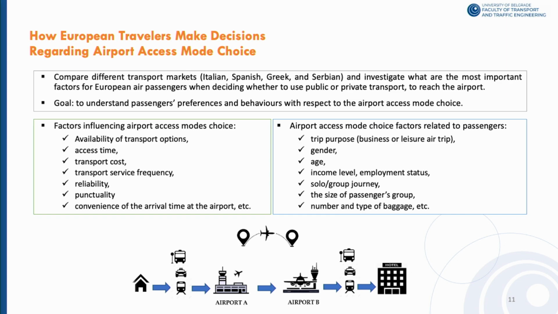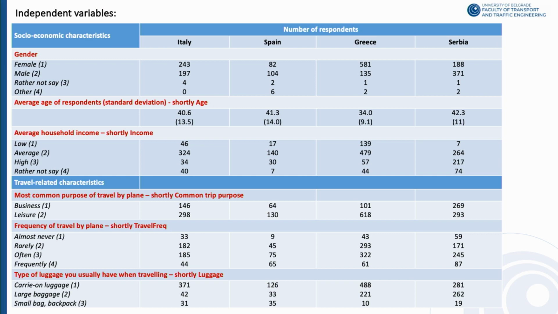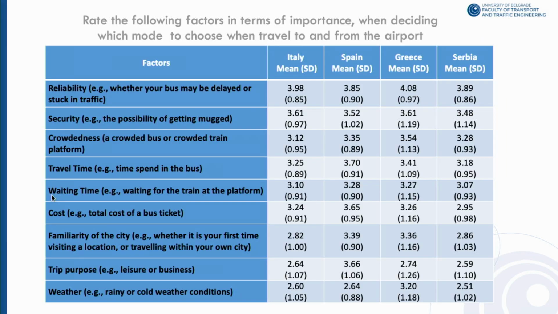Regarding the results, we noticed that we had respondents mostly from Italy, Spain, Greece, and Serbia, and we decided to build four different models, one for each of those markets. Here are the selected independent variables that we used in our model. We have variables relating to socioeconomic characteristics, variables related to travel characteristics, but also some factors that we found can be very important for passengers when deciding how they will travel to the airport, such as reliability, security, travel time, and other reasons.